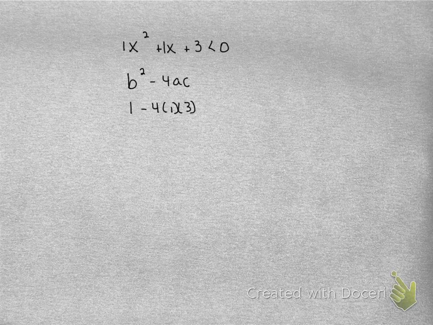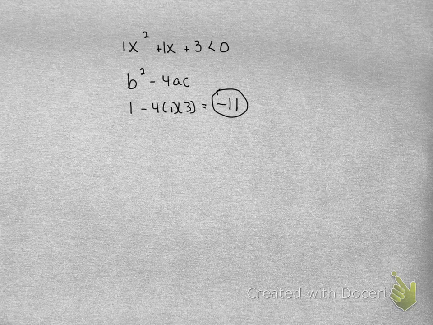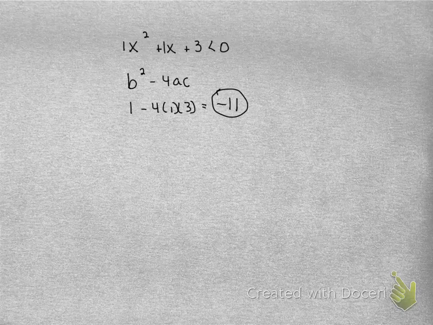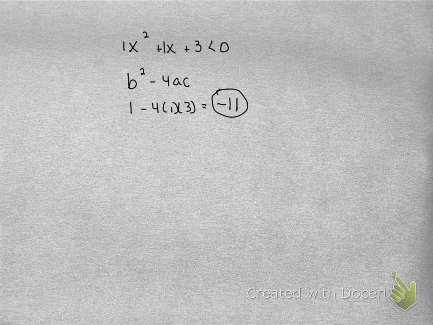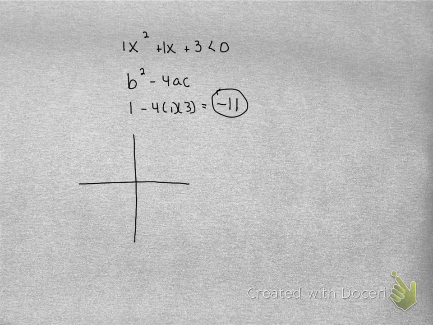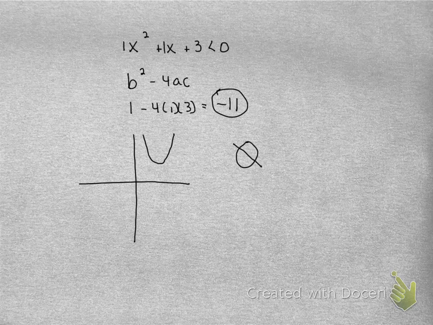So 1 minus 12 is a negative number, okay? Negative. So when we try to factor this thing, we're not going to get any solutions that are on the x-axis. Remember, imaginary solutions are those of quadratics that do not go through the x-axis. Therefore, we have no critical numbers to put on our number line. Therefore, we have no solution.